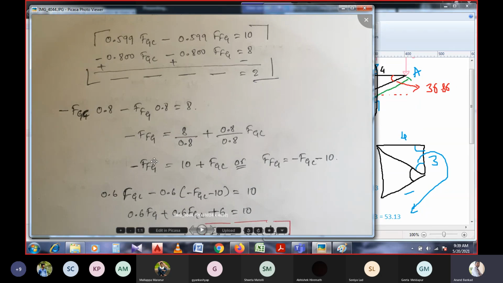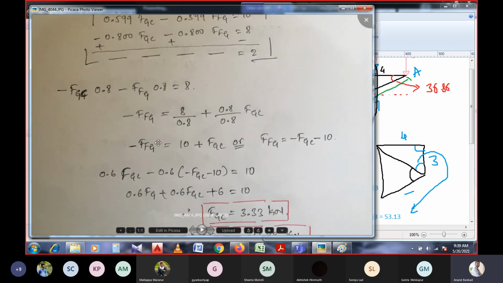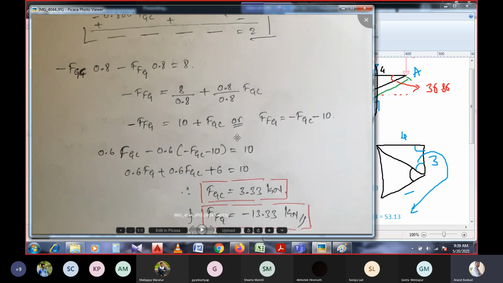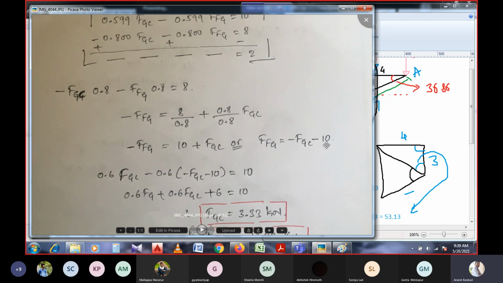So this function can be written as FFG equal to minus FGC minus 10. The same function we can rewrite, so it is minus 10. If you take this as a positive, then these two will be negative. And so now FFG equals minus FGC minus 10.